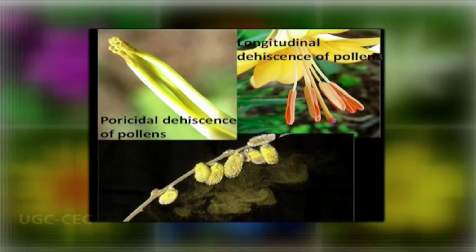The pollen is eventually released by the opening of the anther, generally by means of longitudinal slits, but sometimes by pores as in the family Ericaceae or by valves as in the family Berberidaceae. Now we come to gynoecium.